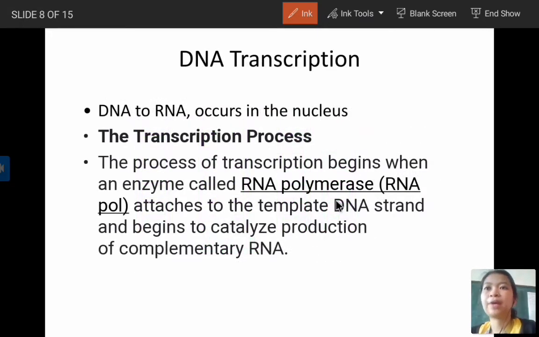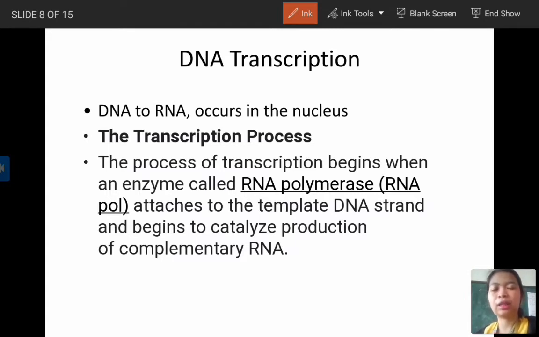For the next one, we have here DNA transcription. When we say transcription, it is the process of having a copy of the DNA. It is being transcribed into RNA. So, DNA to RNA, it occurs in the nucleus. Again, the process of transcription begins when an enzyme called RNA polymerase attaches to the template DNA strand and begins to catalyze production of complementary RNA.